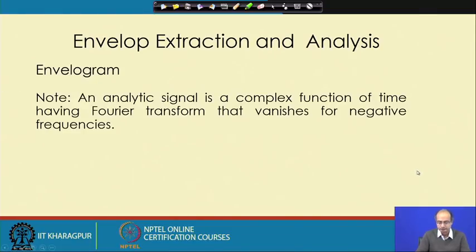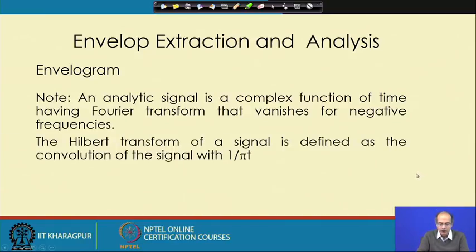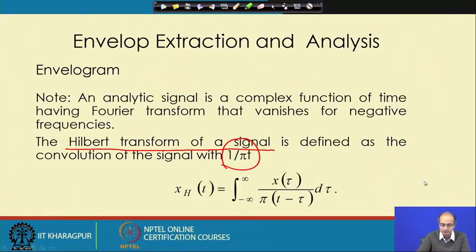So what we have to do, to get that, is find out first the Hilbert transform. We can get the Hilbert transform by convolving the signal with 1 by pi t. That is the direct way of getting the Hilbert transform. But having that integration, especially when x(t) is not known and does not have any closed form, and numerically solving it is not an easy task.